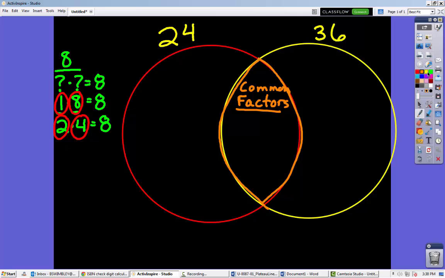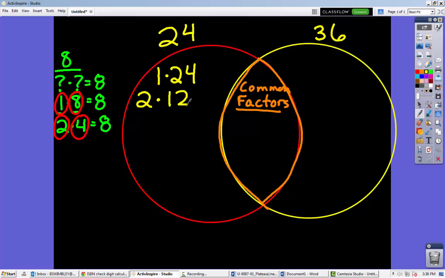So I'm going to do the same thing, but now with this larger number, 24. So what can I do? Well, I already said 1 will always be a factor. 1 times 24. I'm going to check, what else do I know? Well, I know that it's an even number. All even numbers have a factor of 2. They can all be divided by 2. So 2 times what? Well, I know my multiplication tables, and I know 2 times 12 equals 24.